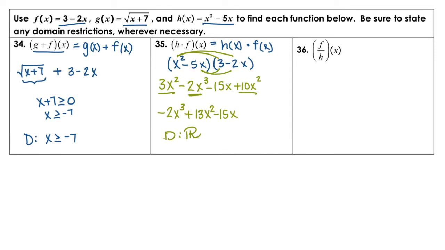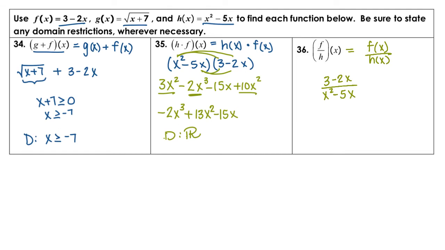Okay, number 36, we have a fraction here. Keep in mind that notation implies f at x over h at x. And so f at x is going to be 3 minus 2x over h at x, and h at x is x squared minus 5x. Now, don't try to cancel here. There's not an x in every single term, so this would be your final answer.